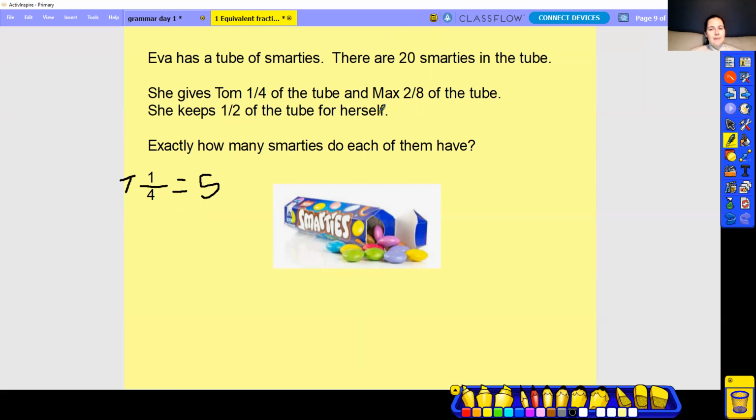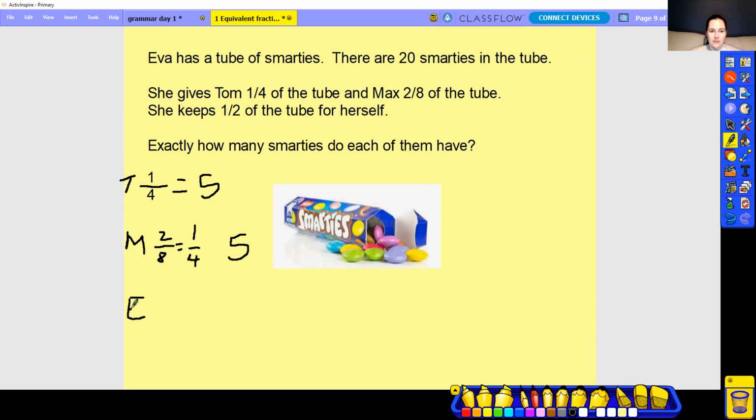Max has got 2/8. Now, if we use our equivalent fractions knowledge, what do we know about that if it's 2/8? What is 2/8 the same as? So he's got 2/8, but what is that the same as? Wonder if you've worked it out. So 2/8 is actually equivalent to, if you divide them both by 2, a quarter. So actually, Max has got the same as Tom. So he's also got 5. And then it says she keeps half the tube for herself. So we've got 5 and 5, which is 10, and it's out of 20. So how many has she got? So she's Eva, isn't she?